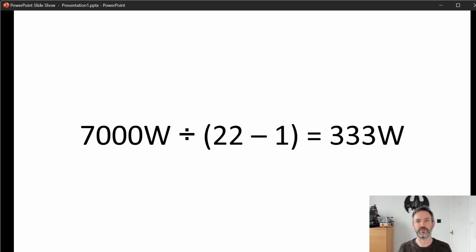So if we assume that those figures are pretty stable over a period of time, we can do a quick division and we'll arrive at a figure of 333 watts. So what that figure represents is for every degree of temperature difference between inside and outside, we will lose heat at a rate of 333 watts. This is also known as the heat transfer coefficient, or HTC.